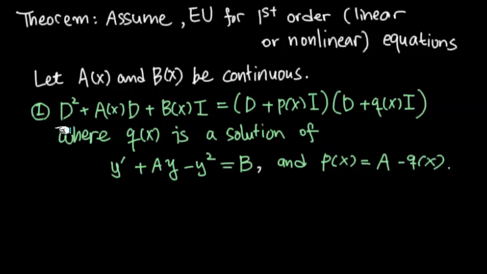And the first part of the theorem is about the factorization of this second-order quadratic operator expression. A(x) and b(x) are the coefficients, and it can be factored into a linear operator followed by another linear operator. And q(x) in here is the solution of this nonlinear first-order differential equation, because of the y squared it is nonlinear. And p(x), once we have a q(x) in there, is a minus q(x).